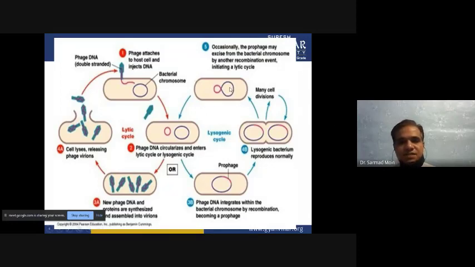On some occasions, the bacteriophage is released from the bacteria and goes into the lytic phase, and then it will lyse the bacterial cell. So the lysogenic cycle can persist for some time, and then they can go into the lytic cycle.